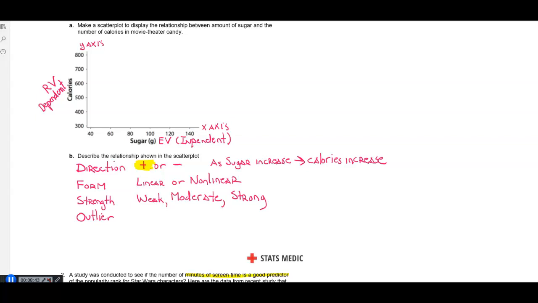Okay, what do you think the strength is going to be? You think there's a strong relationship between sugar and calories, a moderate, or a weak? Okay, Mr. Sanchez. Probably, yeah, I would think strong. Okay, so let's see what happens here. Most of us think, well, a lot of sugar, a lot of calories.